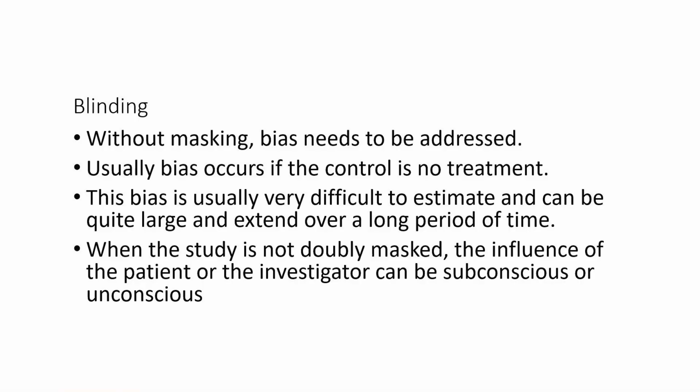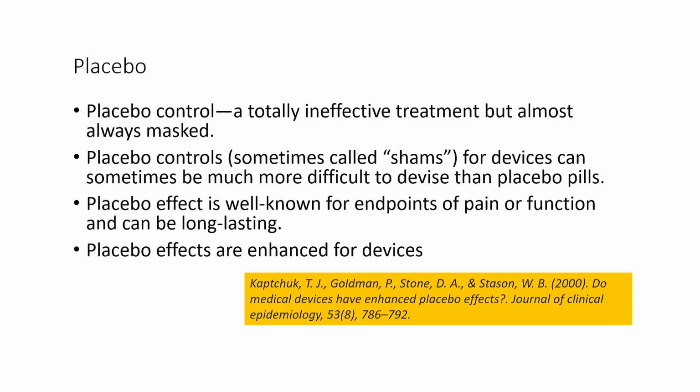When the study is not double masked, the influence of the patient or the investigator can be subconscious and unconscious. Sometimes you would know in the back of your mind that this is how it's probably going to happen, right? So what happens when you do not have a randomized control system is you tend to take things for granted, right? That's where the study results get extremely skewed and do not show the real picture of how it should look, right? So these are some of the challenges if blinding is not followed.